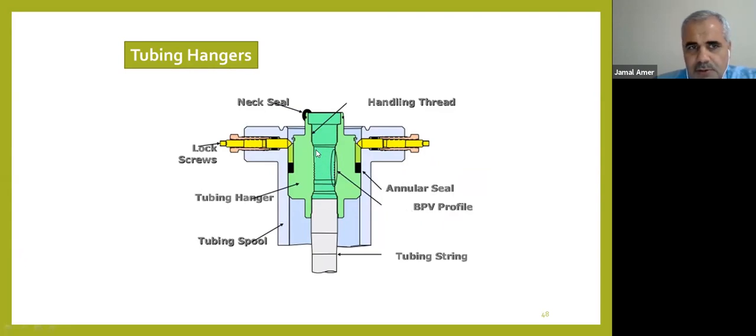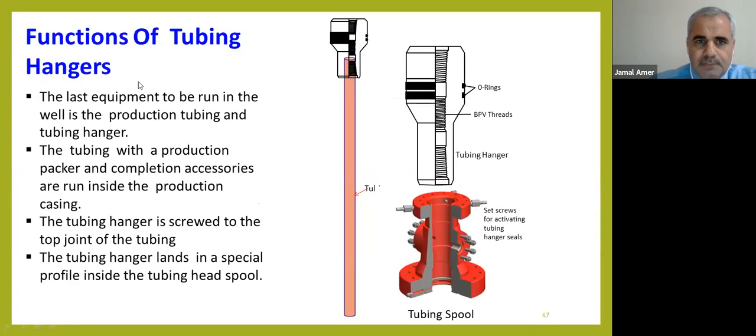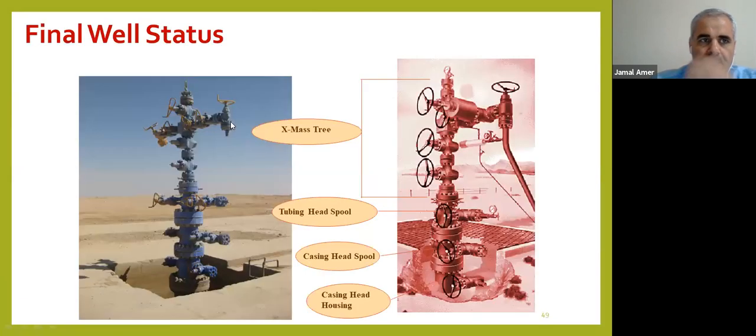We have this because when we want to do some repair on the Christmas tree, we need to insert two plugs or more, so it's easy to set the plug here. We call it a back pressure valve. And we have this tubing string. This tubing hanger is holding the tubing string with the tubing housing.